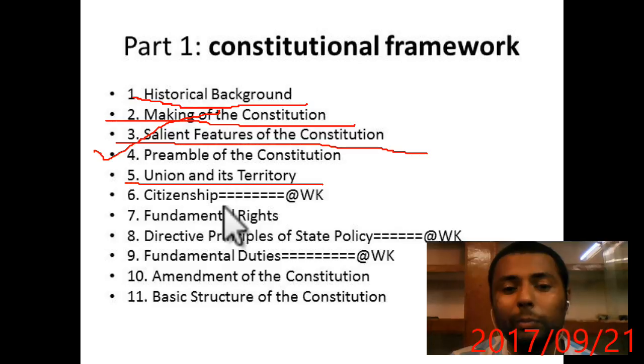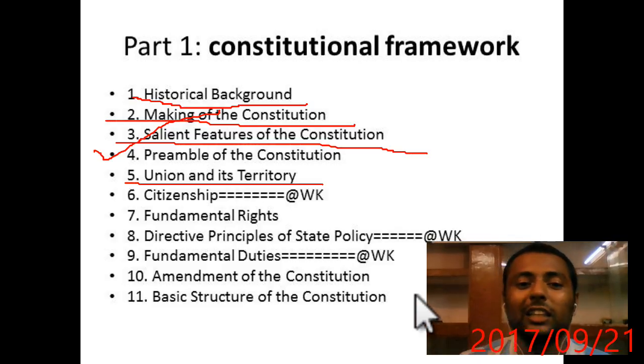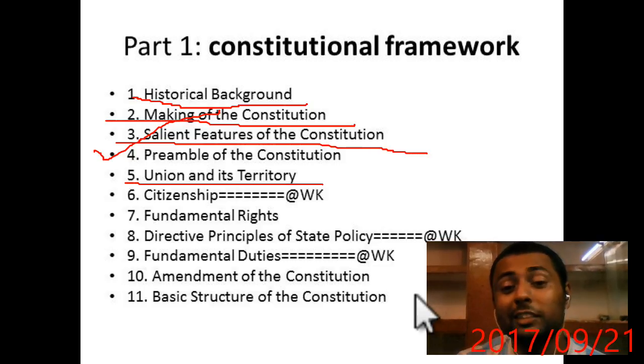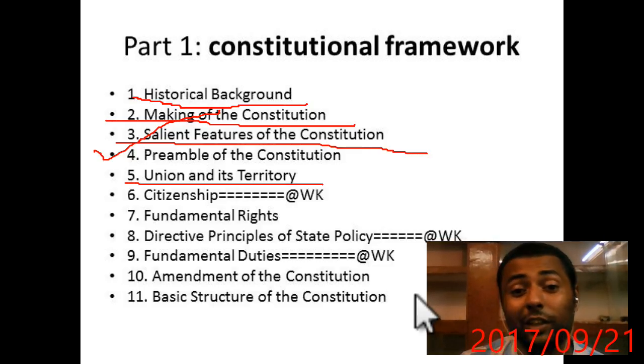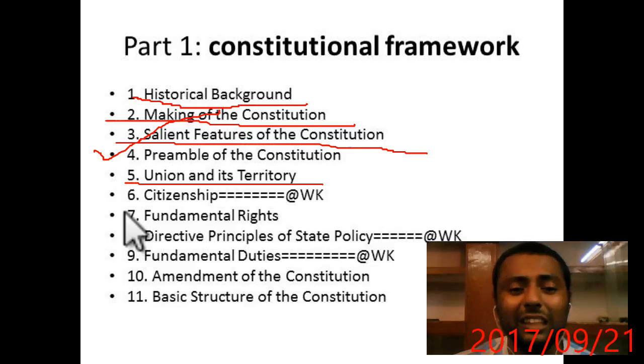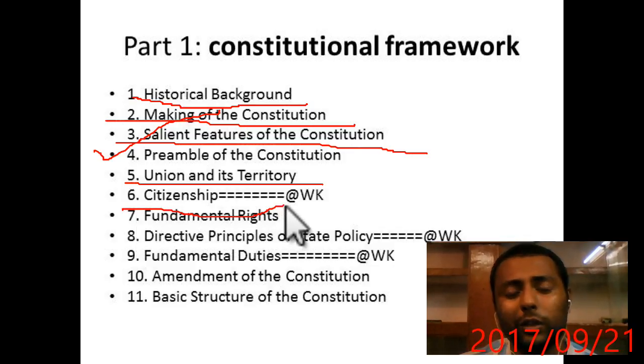Those chapters which have been marked as WK, these are the chapters which I will teach you in a single video. Means these are the chapters which can be finished in a single video. There are more than 20 chapters which I am going to finish in a single video of 20 to 30 minutes. So just read once from the book, and after that I think my video tutorial is sufficient for that.